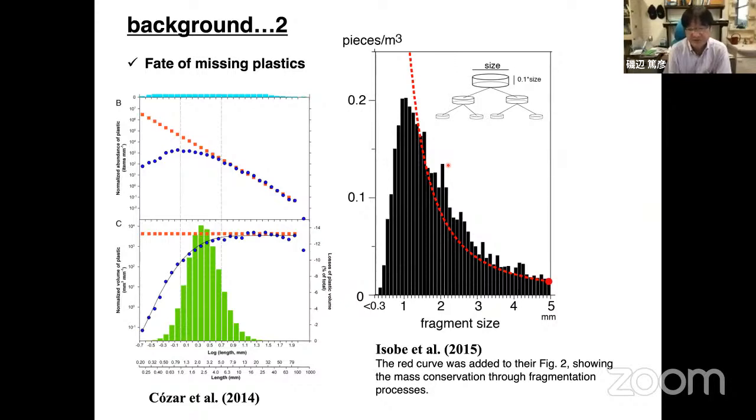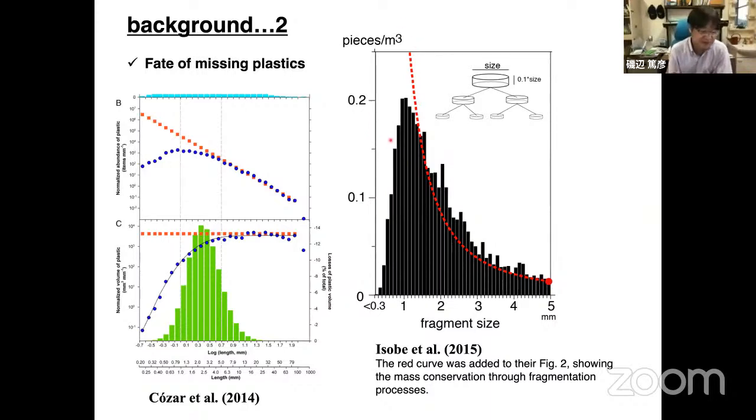fragmentation processes. So we compute the total mass of the microplastic with a size of 5 millimeters at first. Thereafter, we compute the amount of the plastic waste as we move to the smaller sizes. We can find a large gap between the actual observed microplastic abundance and the expected curve.